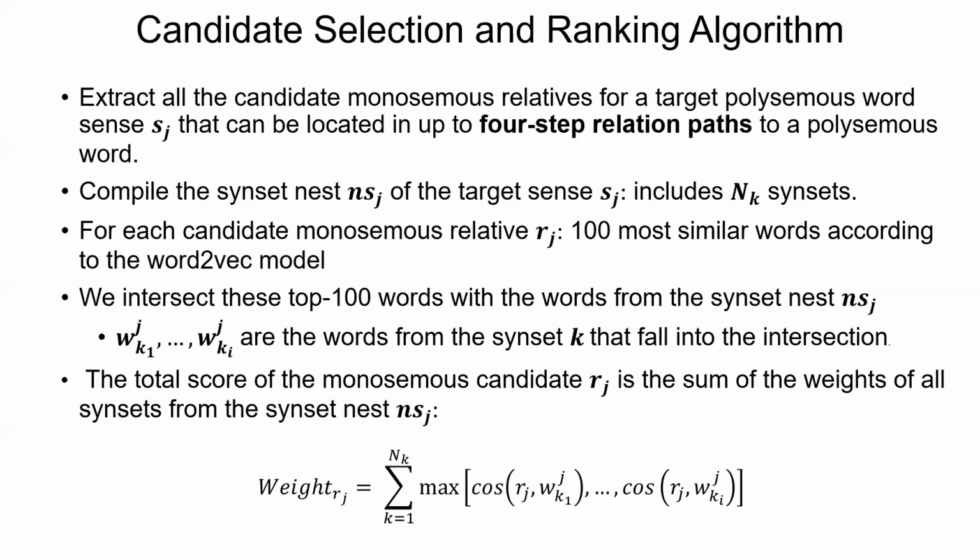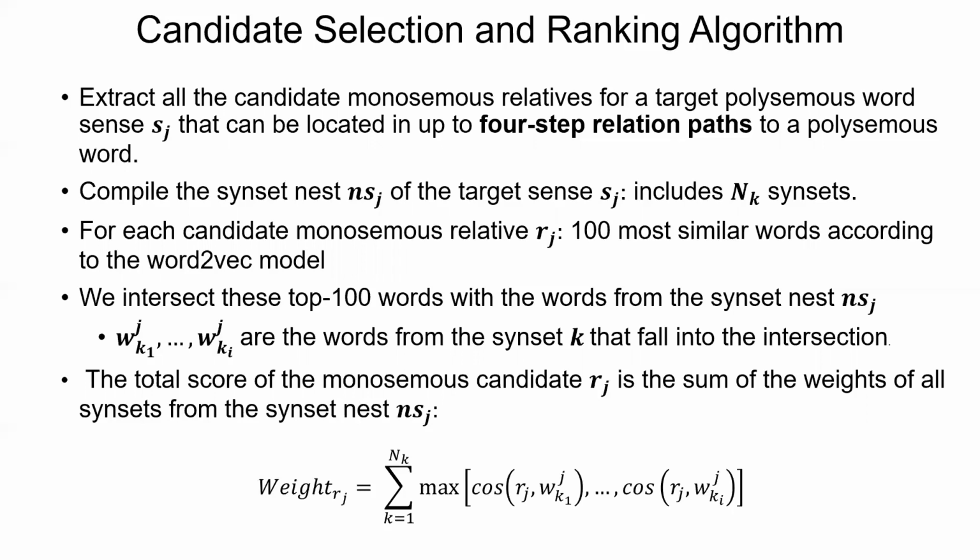For each candidate monosemous relative, we find the 100 most similar words according to a Bottleneck model trained on a news corpus. Next, we intersect these top 100 words with the words included in the synset nest. The final weight of the synset in the synset nest is determined by the maximum weight among the words representing the synset in the intersection.